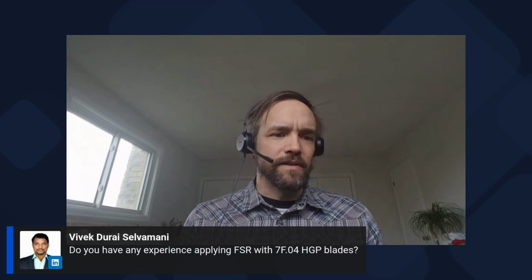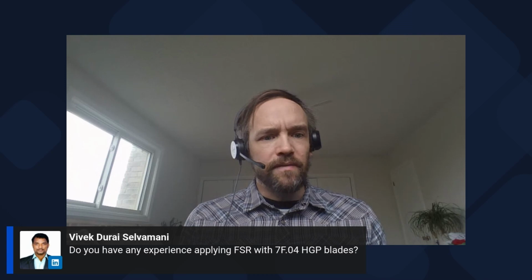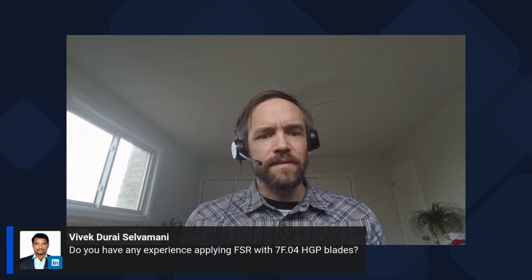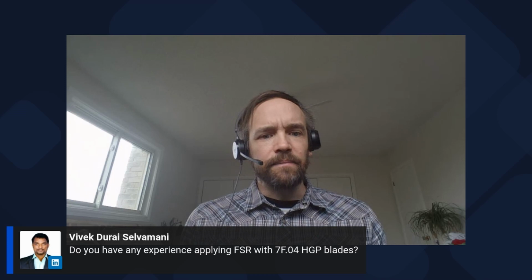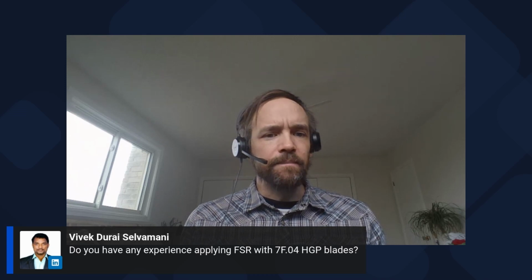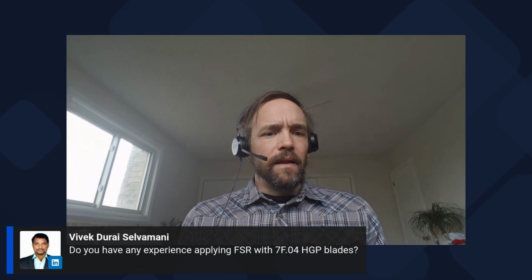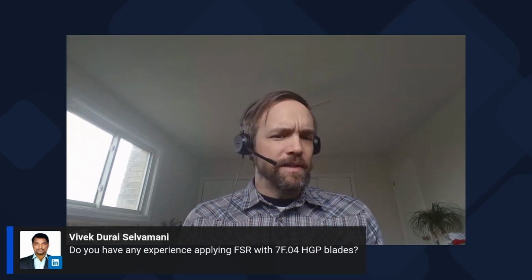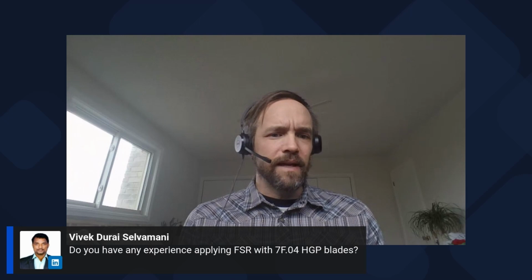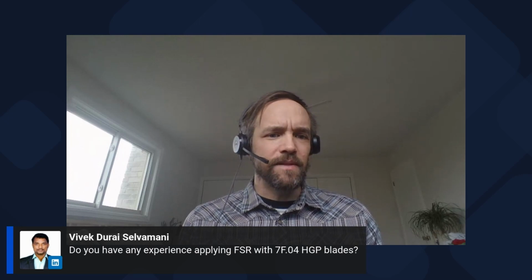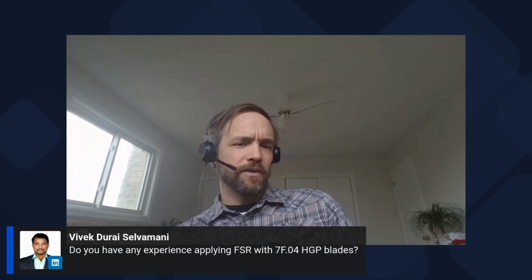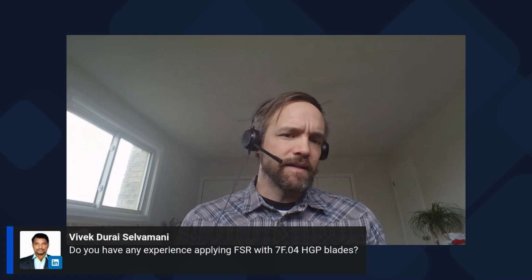With DS alloys, it's not so impactful on the way that the repair operations happen. So do you have any experience applying FSR with 7F.04 HPT blades? No. I do believe the .04 is an N5 base material on that particular component, if I recall correctly. So we haven't gotten to that point yet.